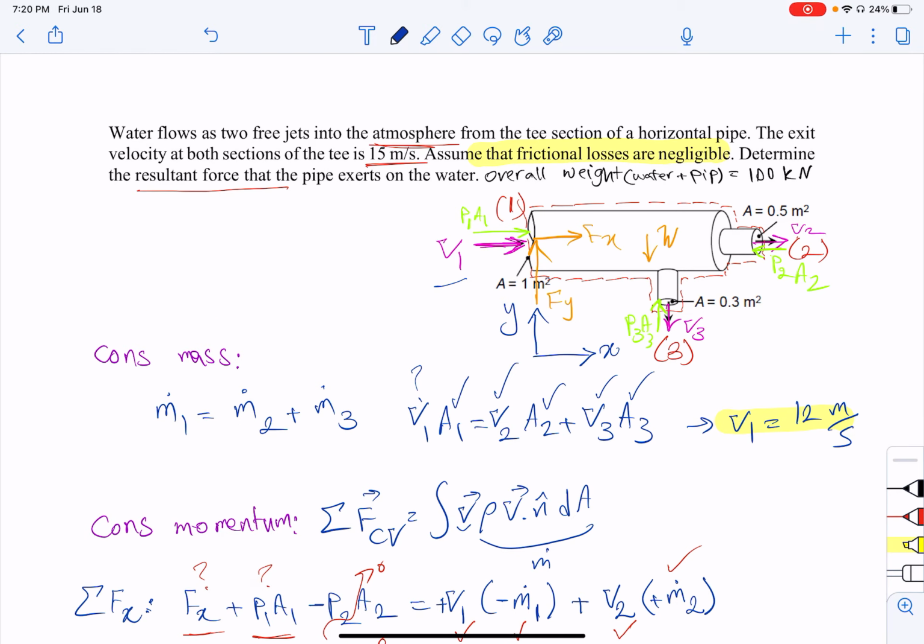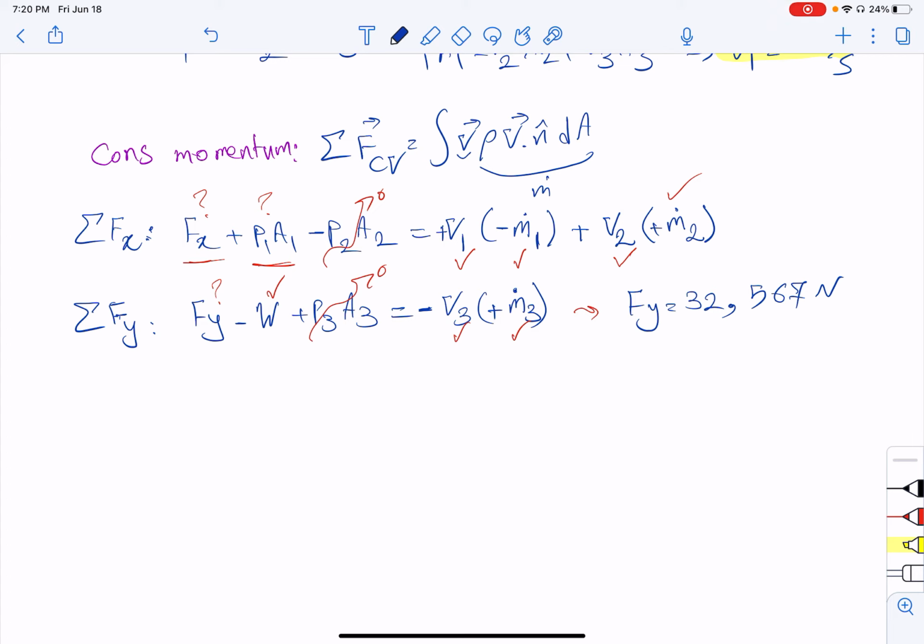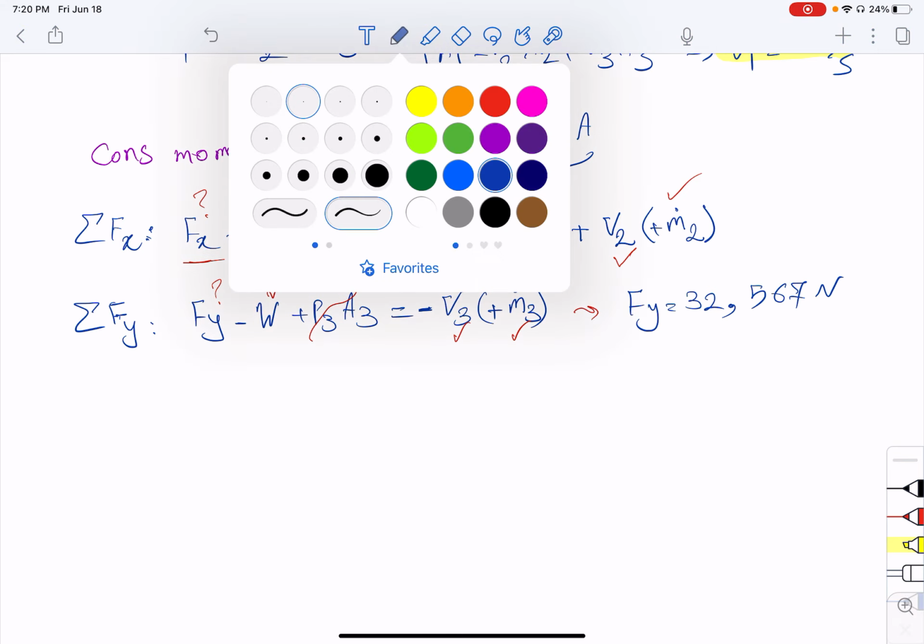So here, if we look at the system, it said to assume that frictional losses are negligible. So this is why we don't have any losses. And if we look at the system, we can see that there is no work. There's no turbine, no pump, or no other work. So it means that we can use the Bernoulli equation.